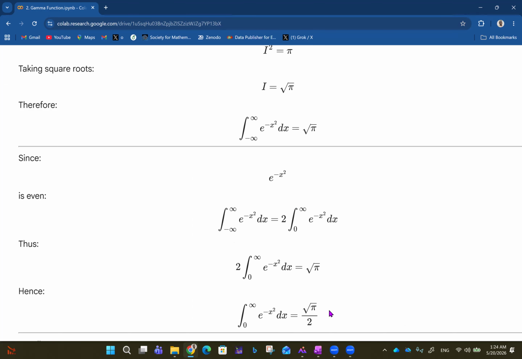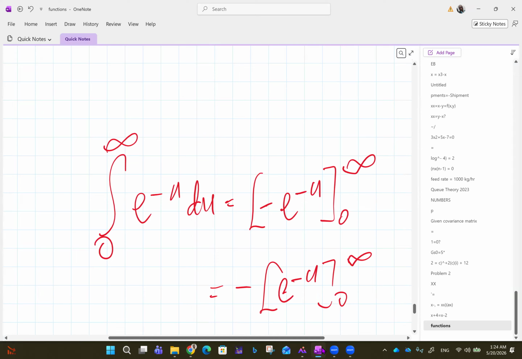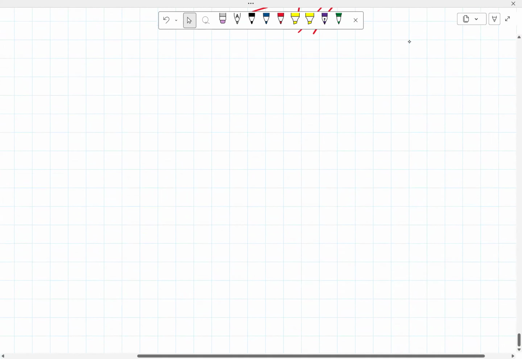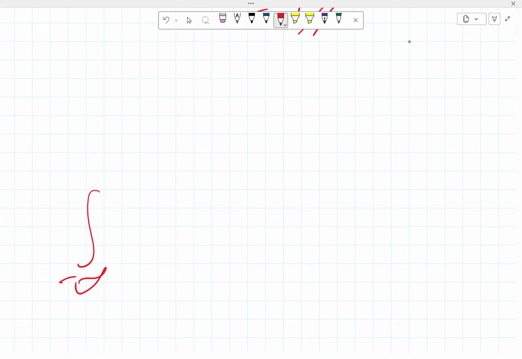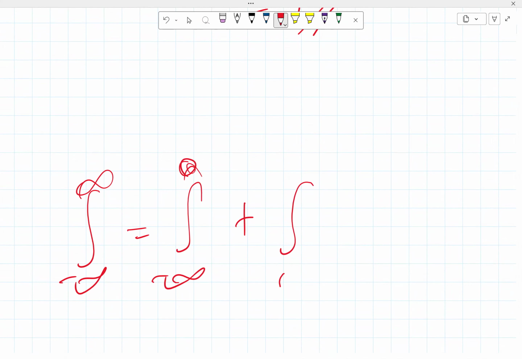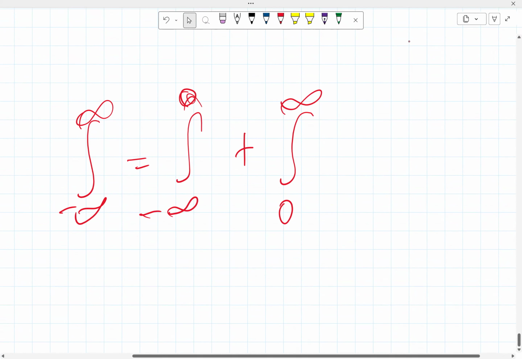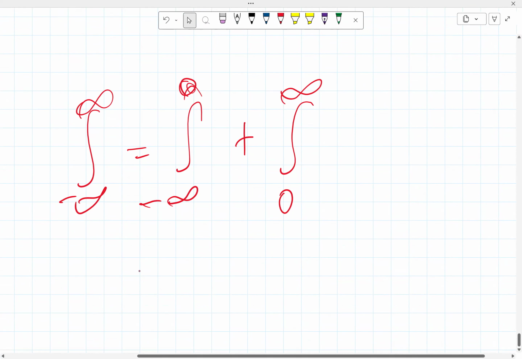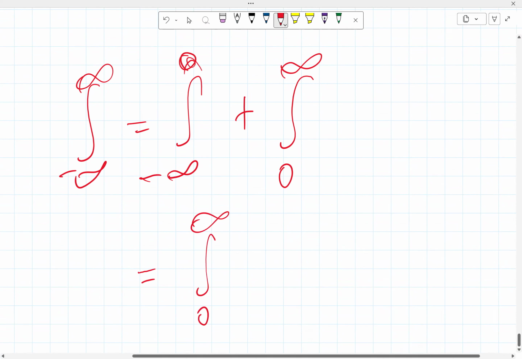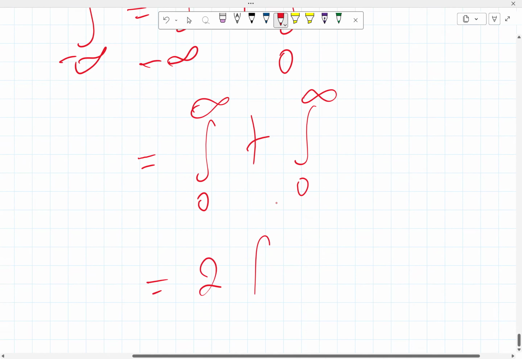Minus infinity to infinity can be written like this. The integral from minus infinity to infinity can be the same as the integral from minus infinity to 0 plus 0 to infinity. This is minus infinity to 0 and 0 to infinity. But since e raised to minus x squared is an even function, whatever x is, it's always the same. So we can say that's the same thing as the integral from 0 to infinity for both. And that means you just then have 2 times the integral from 0 to infinity. That's exactly what's happening over there.